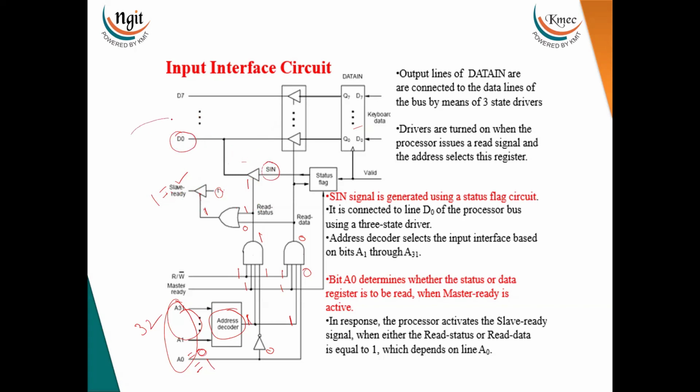So now the processor will read the data bus, thereby reading the D0 bit. If the SIN bit is equal to 1, the processor understands that. Now how does it become 1?